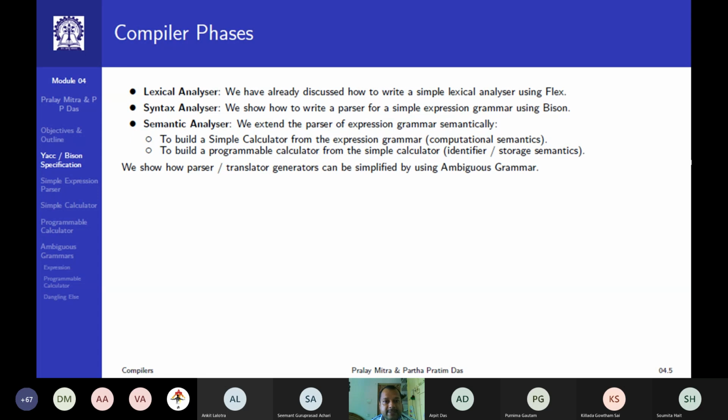Then for the semantic analyzer, we will extend the parser for the expression grammar semantically to build a simple calculator from the expression grammar, and to build a programmable calculator from the simple calculator, which contains identifiers, storage, semantics, etc.